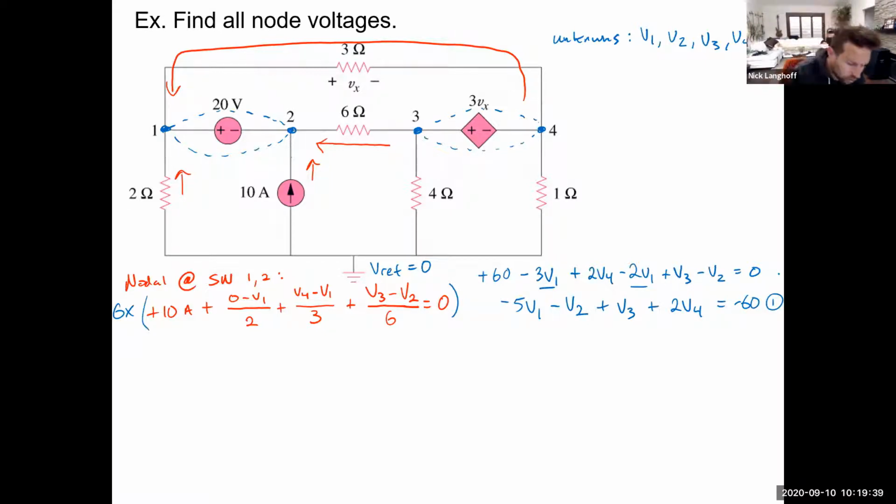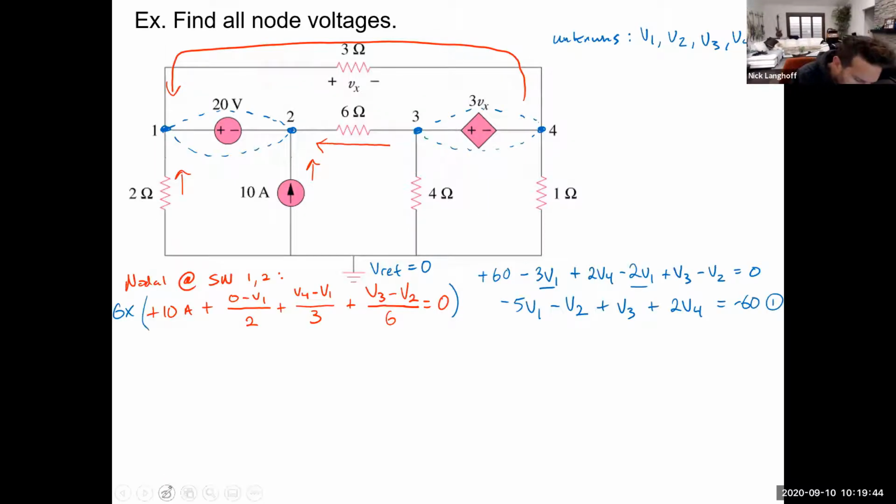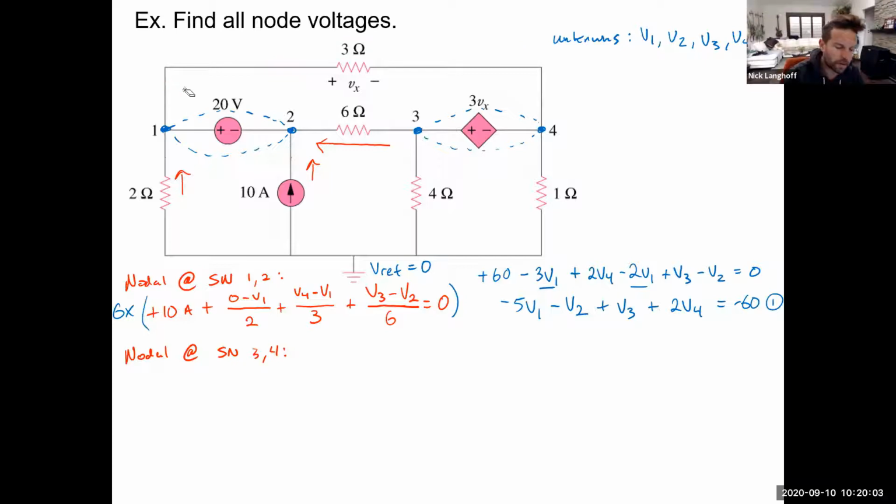Let's get our equation 2 by doing a nodal equation at the supernode, which again I'm abbreviating with SN, the supernode 3, 4. Okay, so into 3, 4, I'm going to erase some of these currents now, because I'm just drawing those in there as we're talking about them because they help us visualize which term we're writing in the node equation as we're writing it.